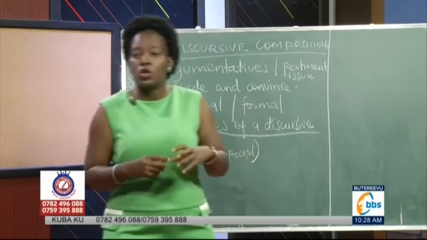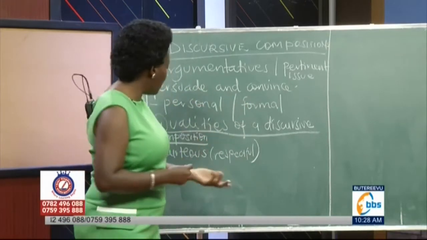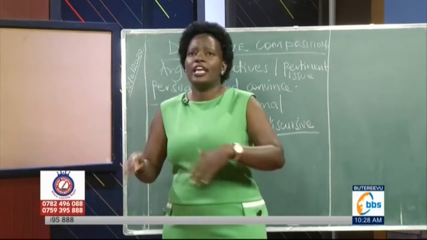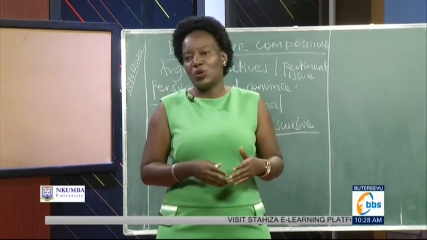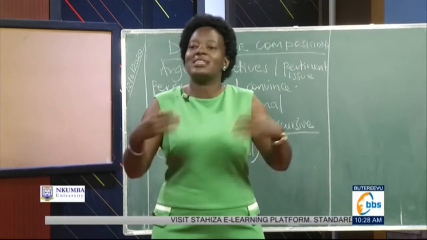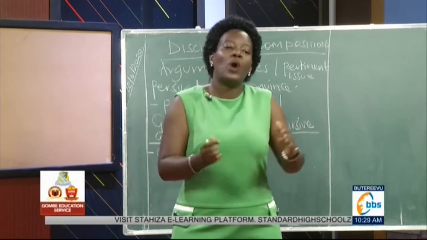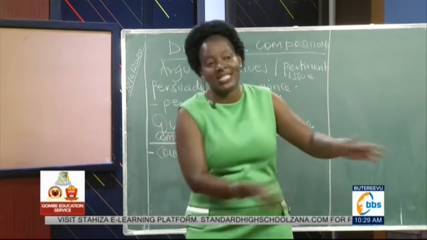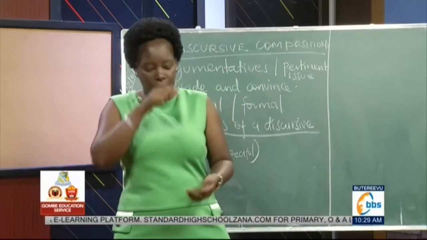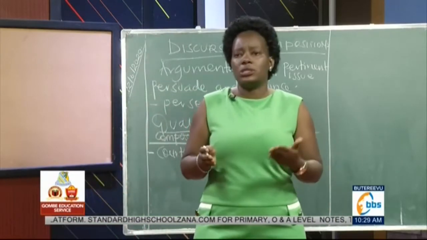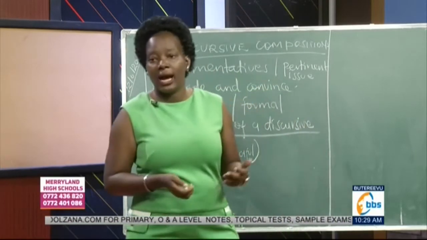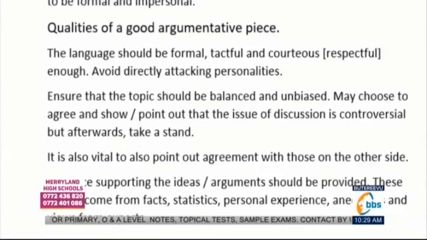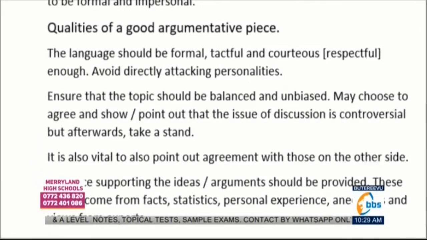Then it is also vital to point out the areas of agreement. If in your topic of discussion you have some areas where you think you can agree with the other side, please agree with them. You can agree with them to a smaller extent, even the smallest extent, but do not rule it out. Then evidence supporting your ideas should be provided as well. So we expect you to be that kind of writer.